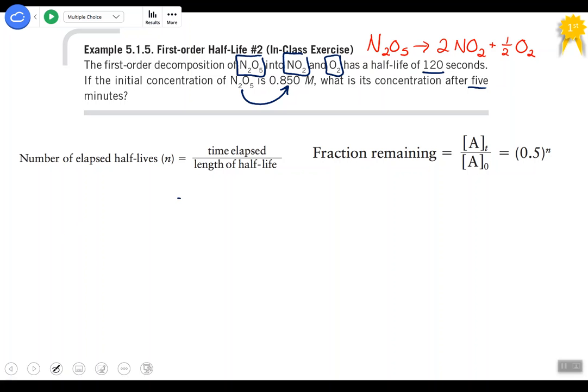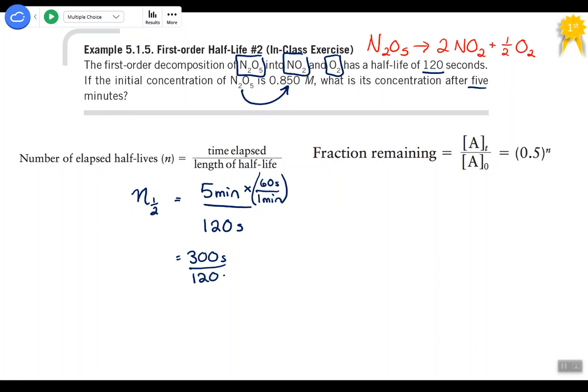We could also simply solve for the number of half-lives that have elapsed and solve it that way. I think this is a little bit simpler, so I'm going to do it this way. The time that elapsed is 5 minutes, and I know the length of a half-life is 120 seconds. If I stopped here and did 5 divided by 120, I'd get a small decimal number, which doesn't make sense because we know multiple half-lives have evolved. So I need to make sure that I include 1 minute is equal to 60 seconds, which gets me to 300 seconds divided by 120 seconds, gives me 2.5 half-lives have occurred.